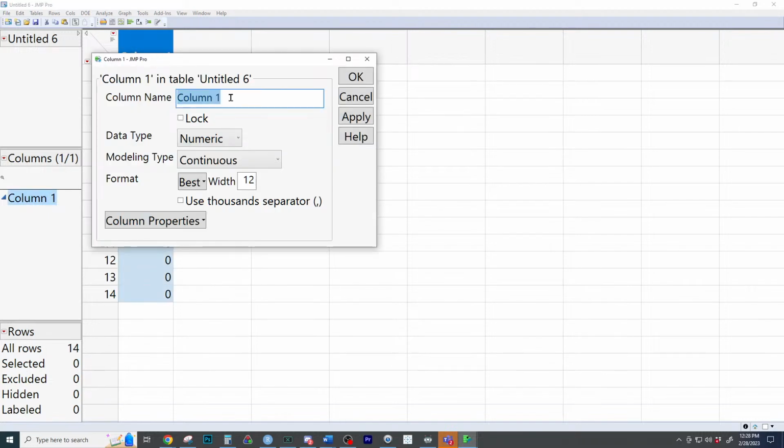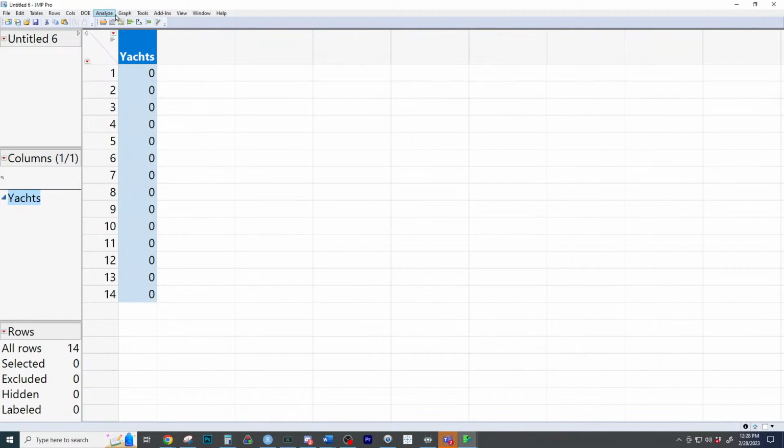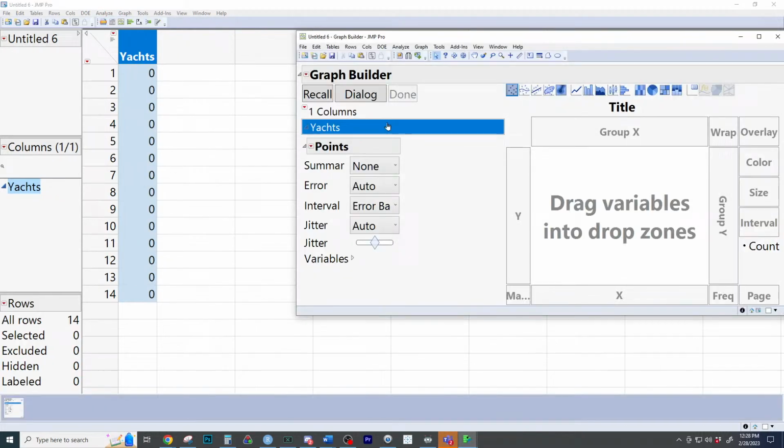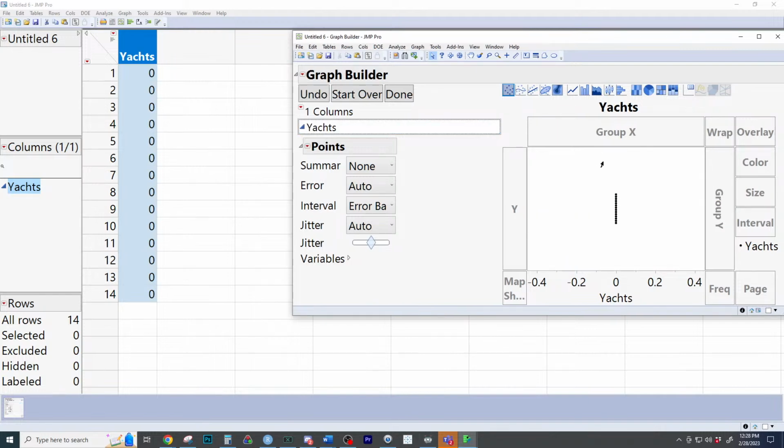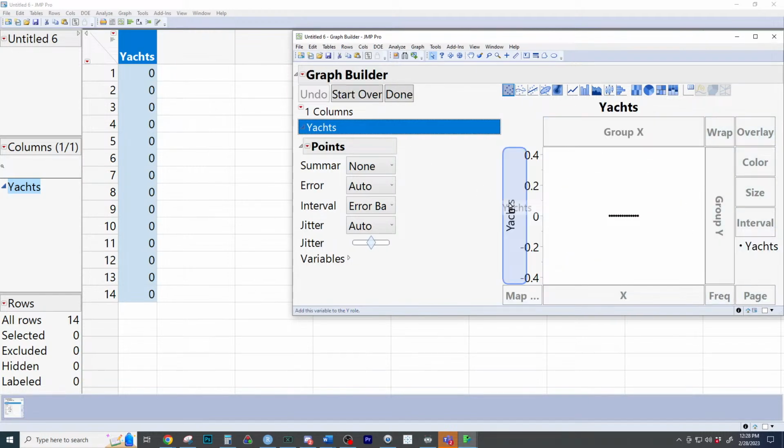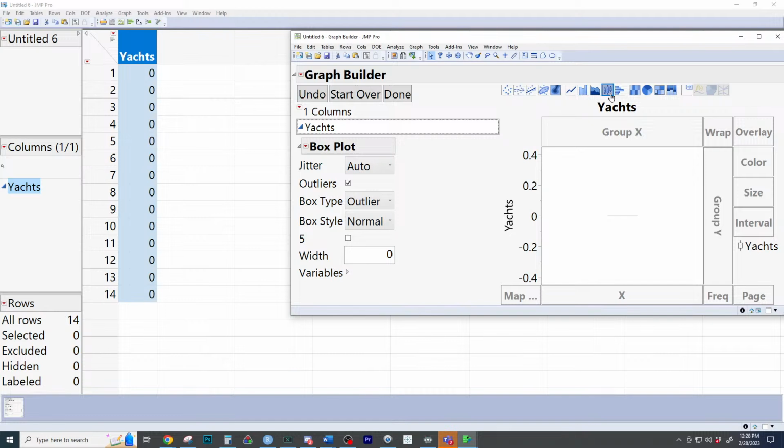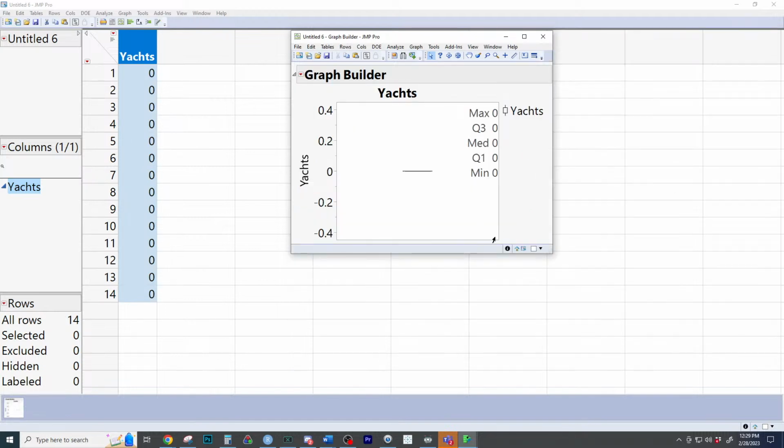So this box plot right here for yachts is going to look the following way. Let's go to Graph Builder and just drop this in right here, put it on the y-axis. There we go. And then turn it into a box plot, and it just looks like a line. It looks like a line because every single number is in the same spot. The min is 0, the Q1 is 0.